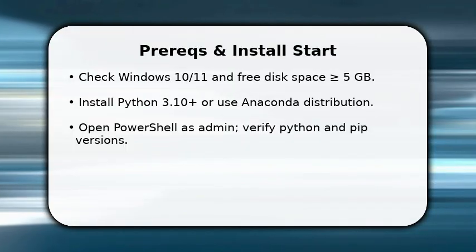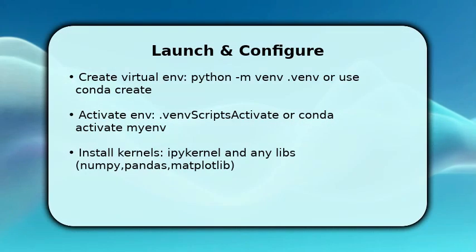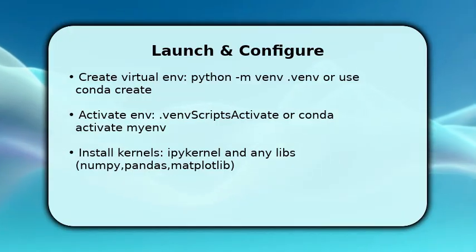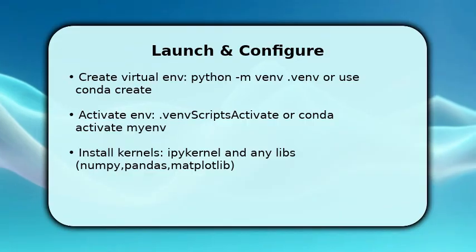Now install Jupyter. Run pip install jupyterlab or conda install -c conda-forge jupyterlab. This begins the environment setup and prevents permission and path issues later. You now create and activate an isolated environment to keep packages tidy. Run python -m venv venv and then venv\Scripts\activate, or use conda create and conda activate.